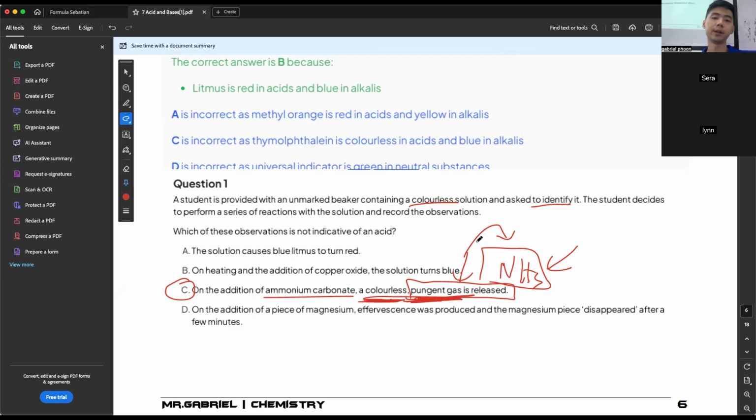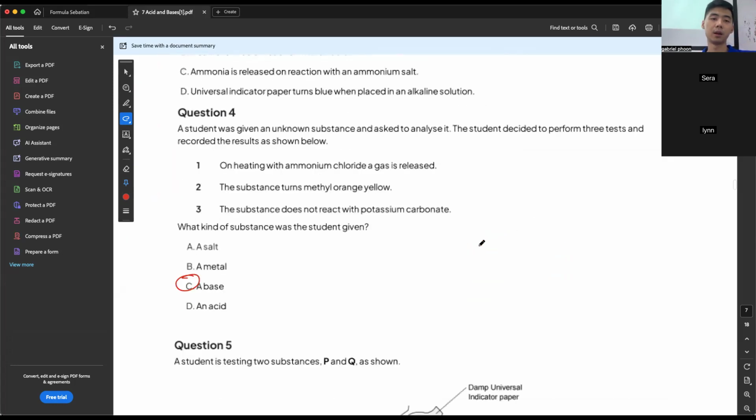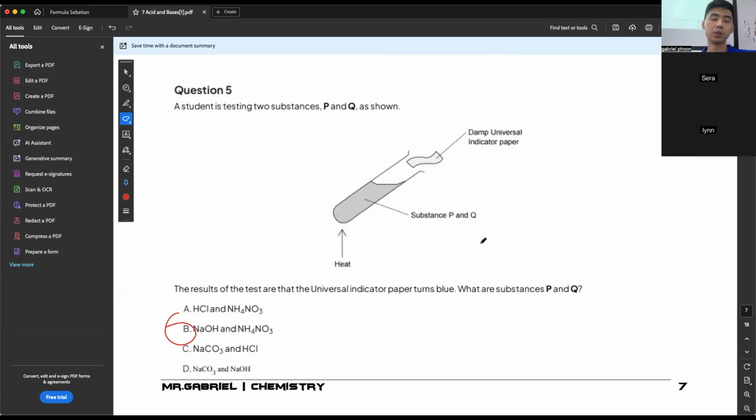Okay. Yes, you said question 5. A student is testing two substances P and Q as shown. The result of the test with universal indicator turns blue. So first and foremost, if it turns blue, it'll be alkali in nature, right? What are the substances P and Q? So these two substances, when they combine together, they're going to form an alkali substance here, right? And once again, if I look at the answer here, what kind of alkali gas will actually be produced here?